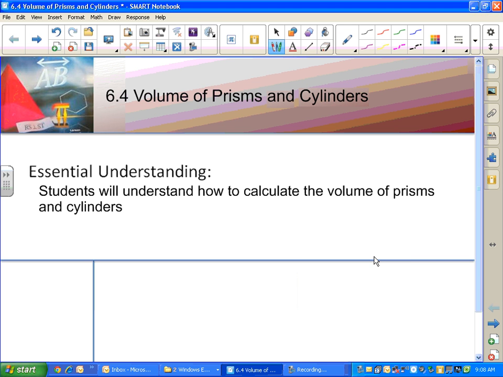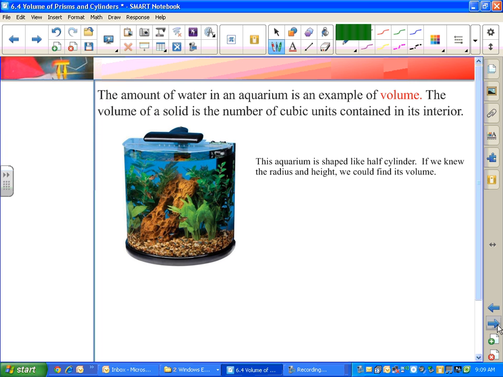This section is 6.4. We're going to look at the volume of prisms and cylinders. So the learning goal for this section is, of course, students will understand how to calculate volume of prisms and cylinders. So let's begin. When we think about volume, we're thinking about how much fits inside of something.